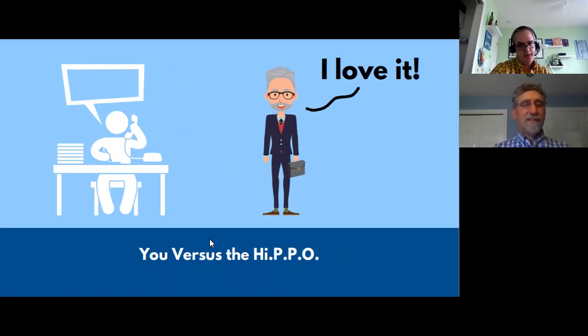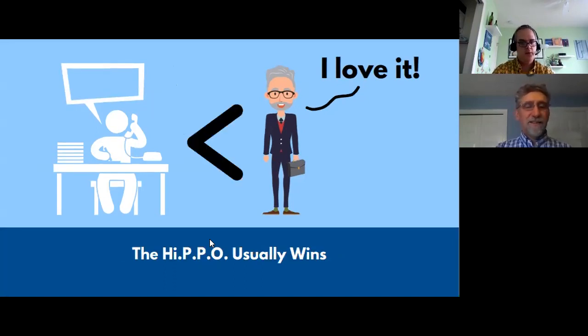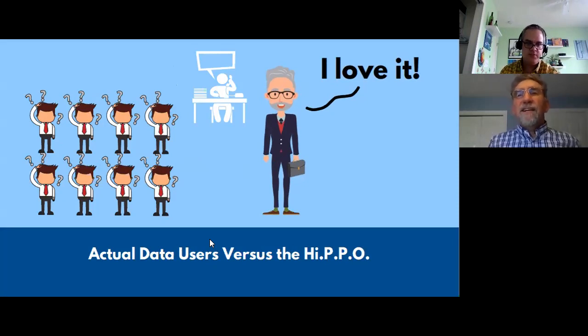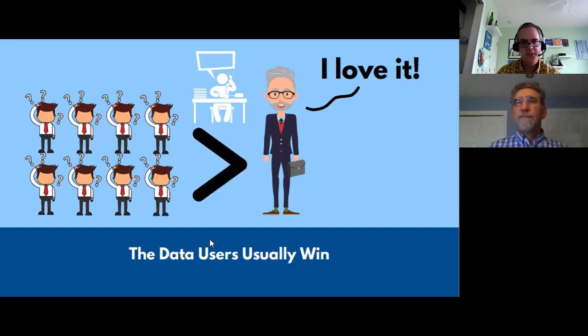So you versus the hippo is going to win most of the time, unless they really trust you, and then that might not happen. But if you take actual data from users, from people who use this thing, and put that against the hippo, the users usually win. So the idea is, we're not trying to say it's you versus your boss. That's never going to be a battle you want to fight most of the time. Every once in a while you want to pick those, but not most of the time.